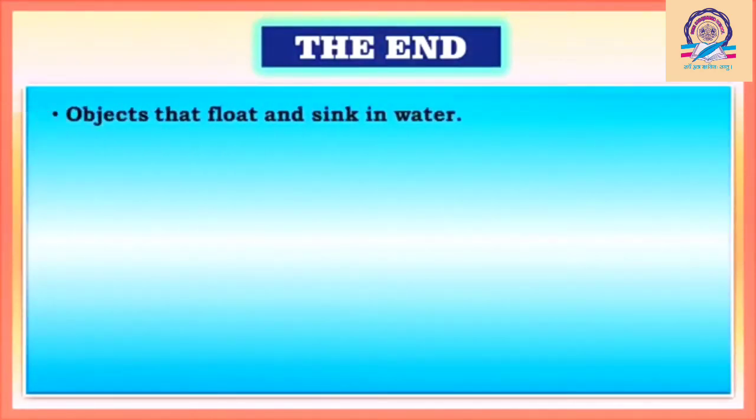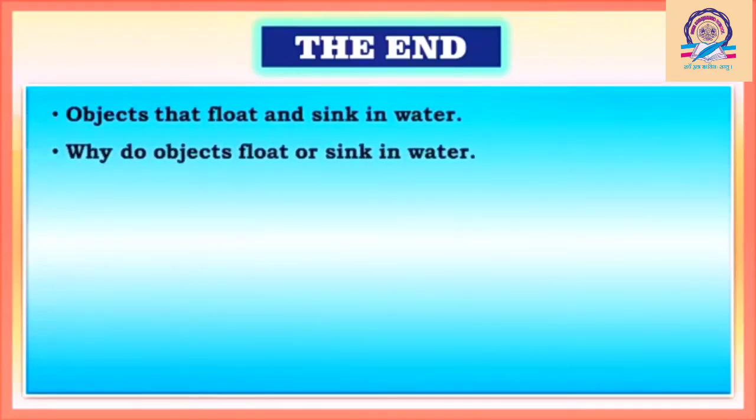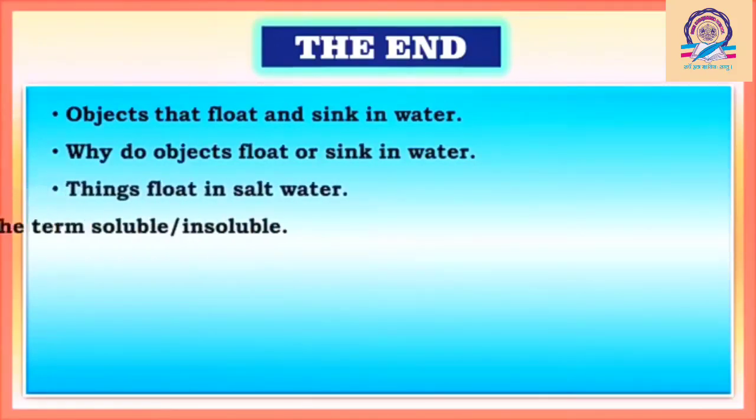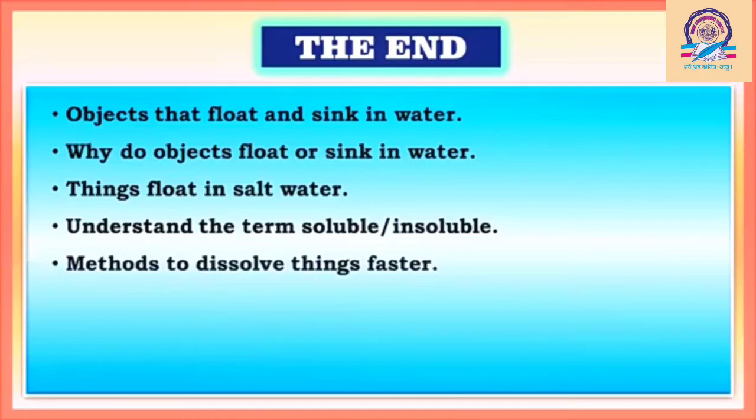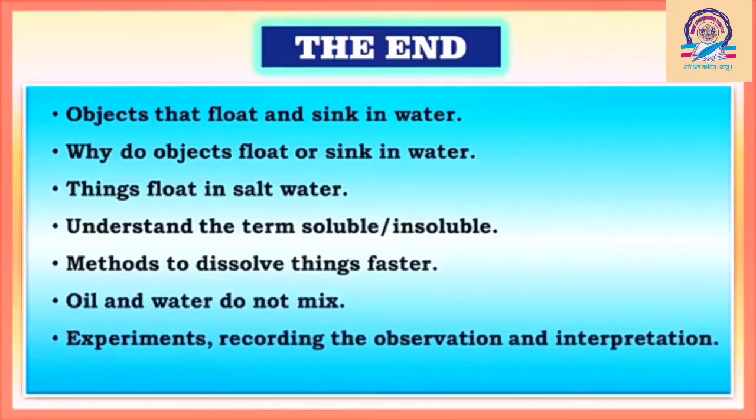Here we finish our chapter. In this chapter we have discussed and learnt a lot about objects that float and sink in water. Why do objects float or sink in water? Things float in salt water. We have tried to understand the terms soluble and insoluble. Methods to dissolve things faster. Oil and water do not mix. We have done experiments, recorded the observations and made interpretations.